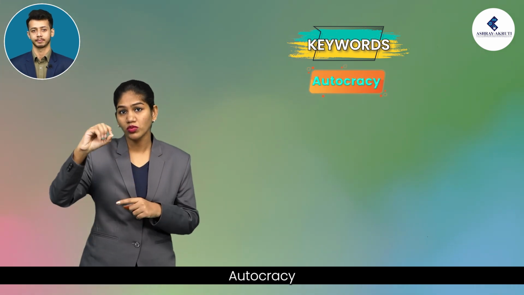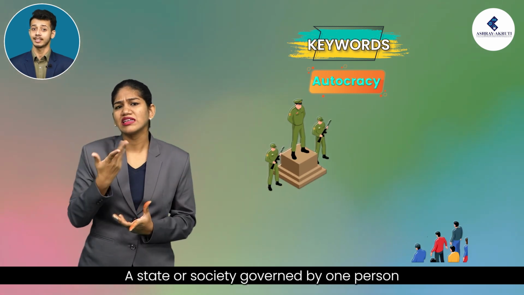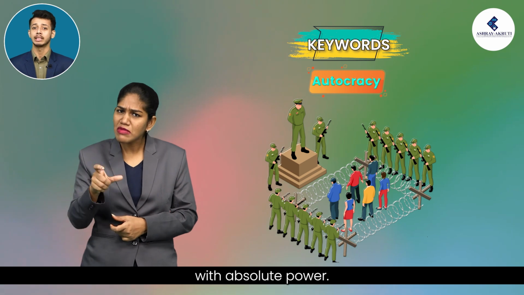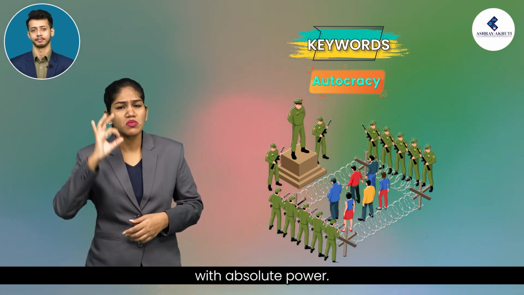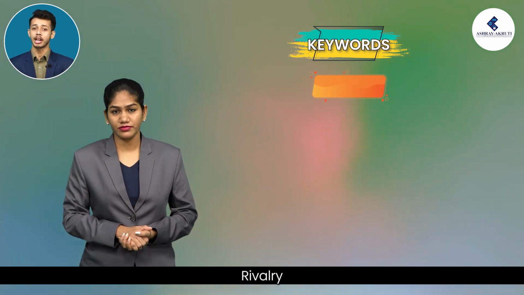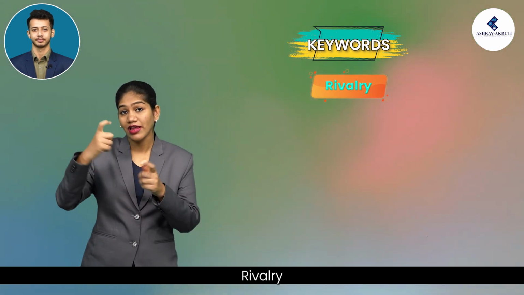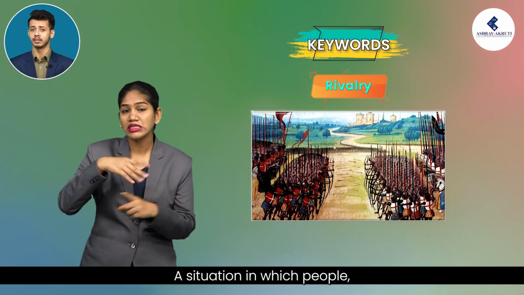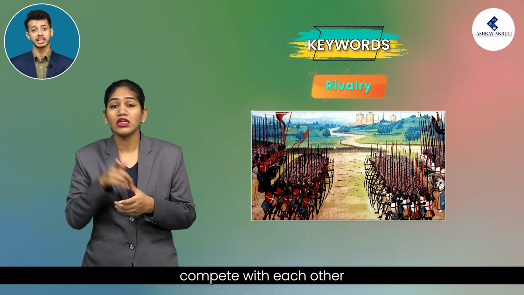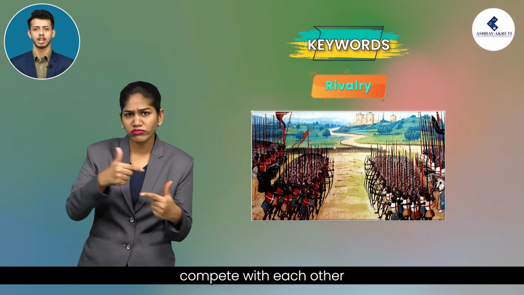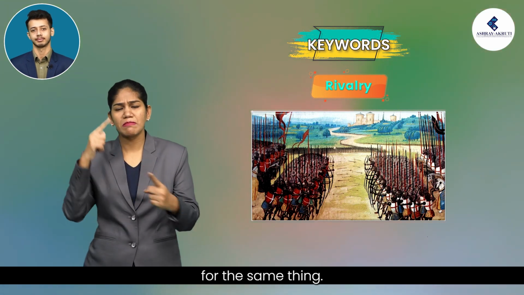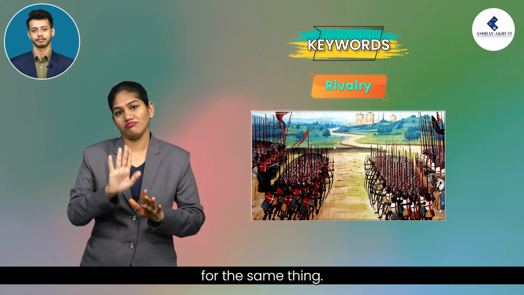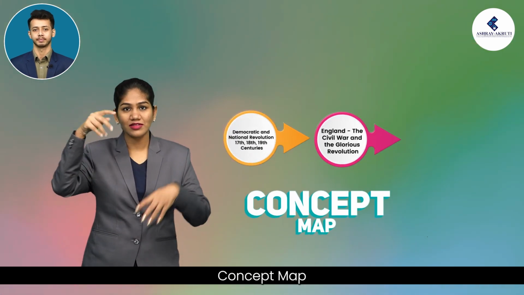Autocracy, a state or society governed by one person with absolute power. Rivalry, a situation in which people compete with each other for the same thing. Concept map.